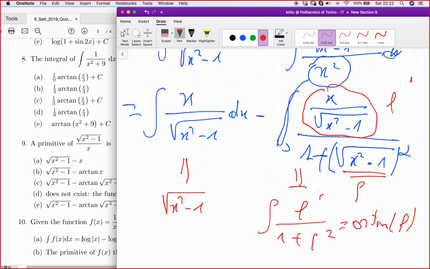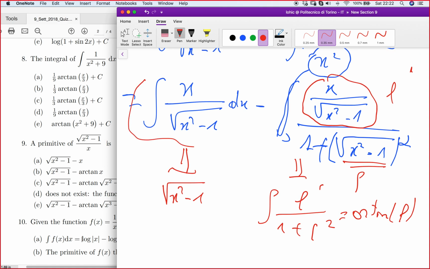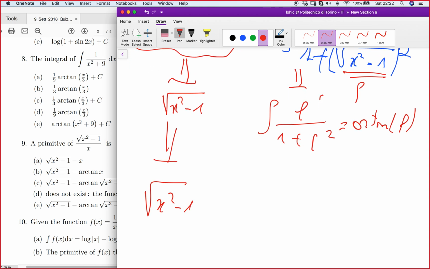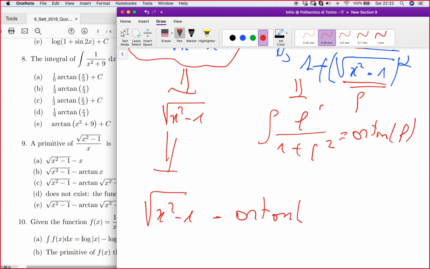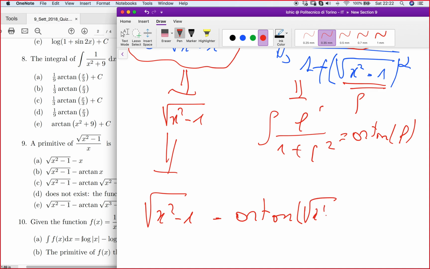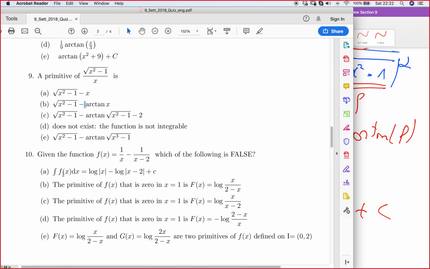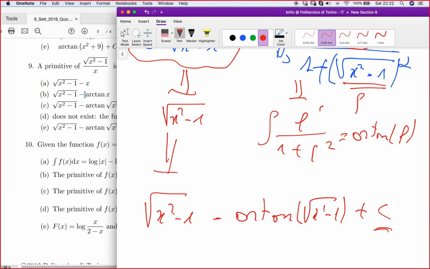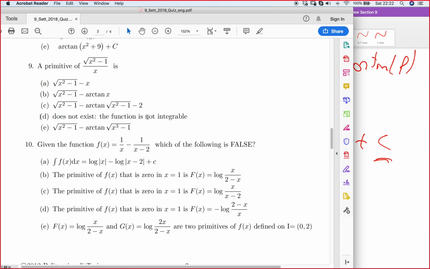So finally this piece gives you square root of x squared minus 1 minus the other piece that will give you arctan of f, which is square root of x squared minus 1 plus c. Okay, it was long, but we solved it. So the answer is c, because they are taking c to be equal to minus 1. Remember that c means plus any constant, right? In this example they took c to be minus 2, because you wanted a primitive, not all the primitives.